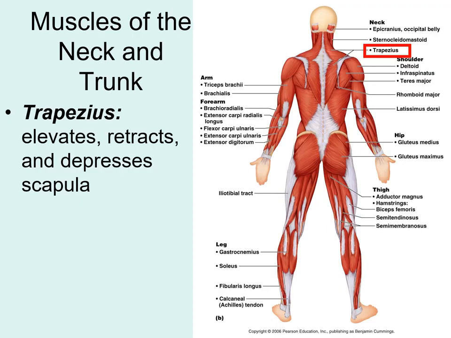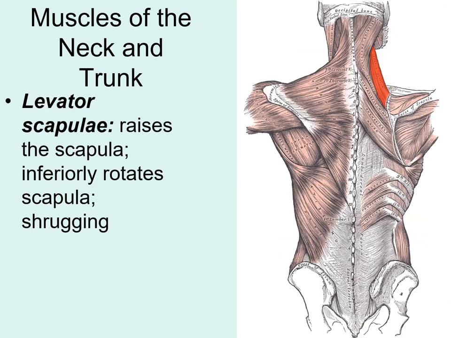If we move on to the muscles of the neck and trunk, the trapezius is going to be moving the scapula. It helps to elevate it, retract it, and then depress it. The levator scapulae raises that scapula up. It's going to rotate it inferiorly, like when you shrug. That's going to be the muscle involved.